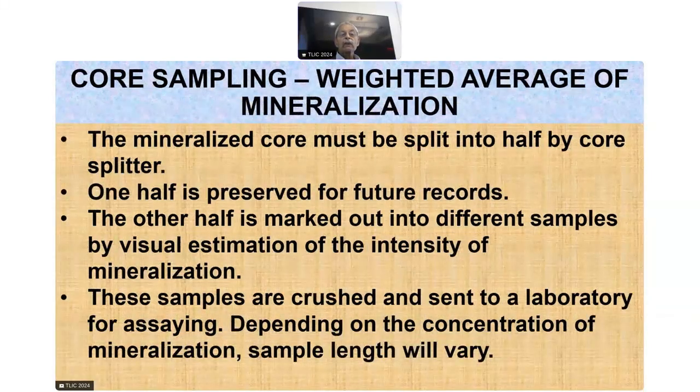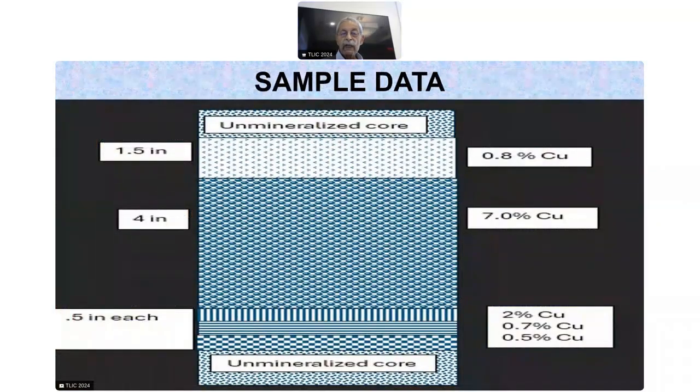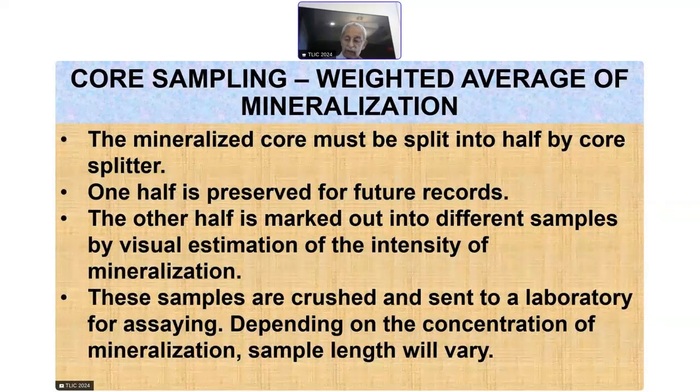Core sampling and weighted average. The mineralized core must be split. I'll use this core for now, but this is not what I impart; this is for simulation purposes. Actually, this core size for mineral exploration is very small. I got this from my geology department, and I really don't know why they drilled this one. There could be some reason. But the real core will be almost this size or slightly less than that.